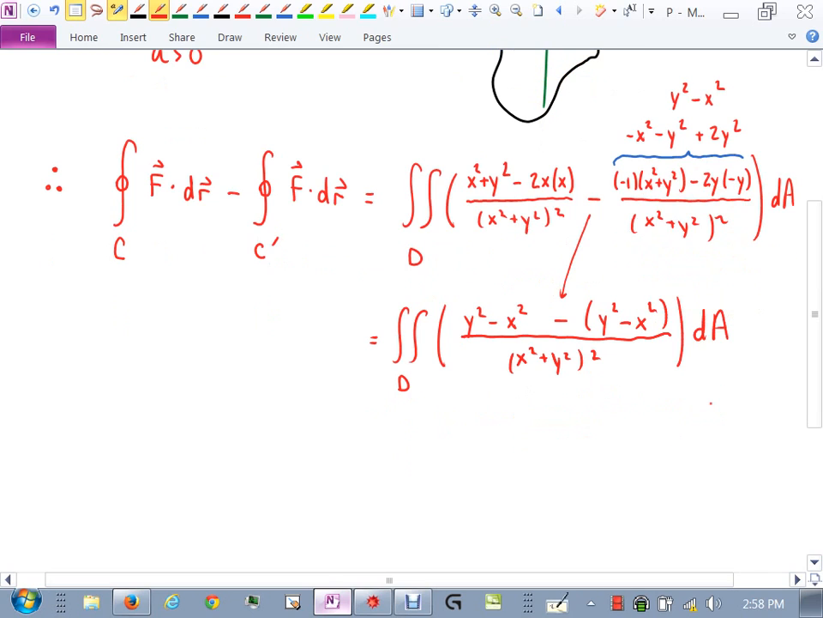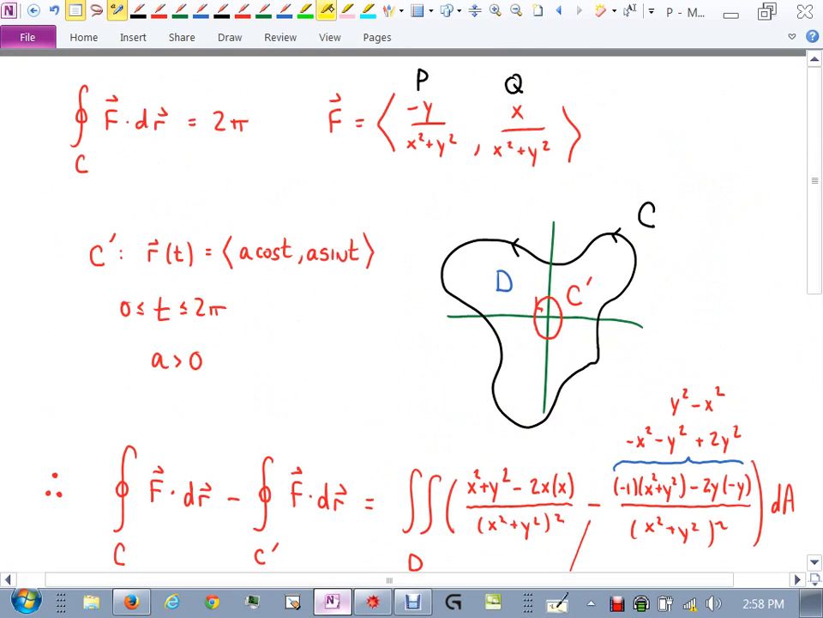So what do you get on top? 0, and on the bottom it doesn't matter, right? So you get 0. Double integral over D of 0 dA, which is just 0. Now, that doesn't answer the question, because what was it that we were trying to find? We were trying to find this, and show that it's 2 pi.